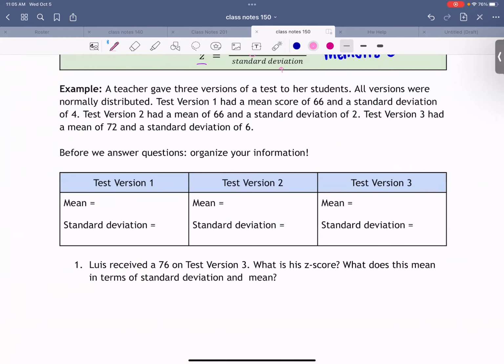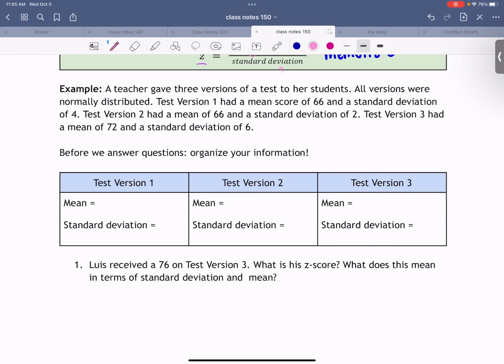In this example, we have a teacher, and the teacher gave 3 versions of a test to her students. Now that's some dedication. I don't think I would ever write 3 versions of an exam, but good for that teacher. All the versions are normally distributed. As I read this question, when I'm given a big word question, I like to organize everything in charts, because if I go back to the question, my vision is going to get blurry and I'm not going to know what things are.